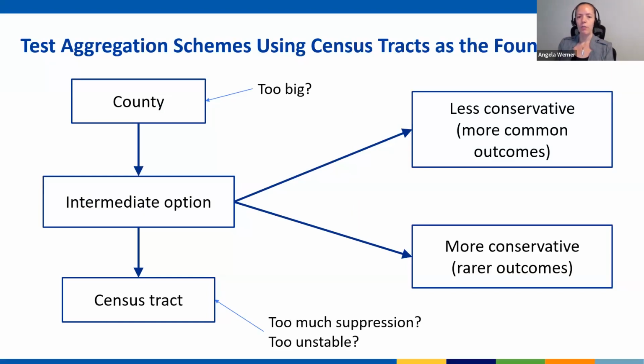One of the recommendations from the 2014 pilot was to create standardized geographies. This slide gives an overview of how we thought about these aggregation schemes. Census tract may be too small, which could result in too much suppression or be too unstable, while county might be too large, as I previously mentioned. So we decided to create standardized sub-county geographies, with one aggregation scheme being less conservative for more common outcomes, and one being more conservative for rarer outcomes. This was done in the context of tracking program data.